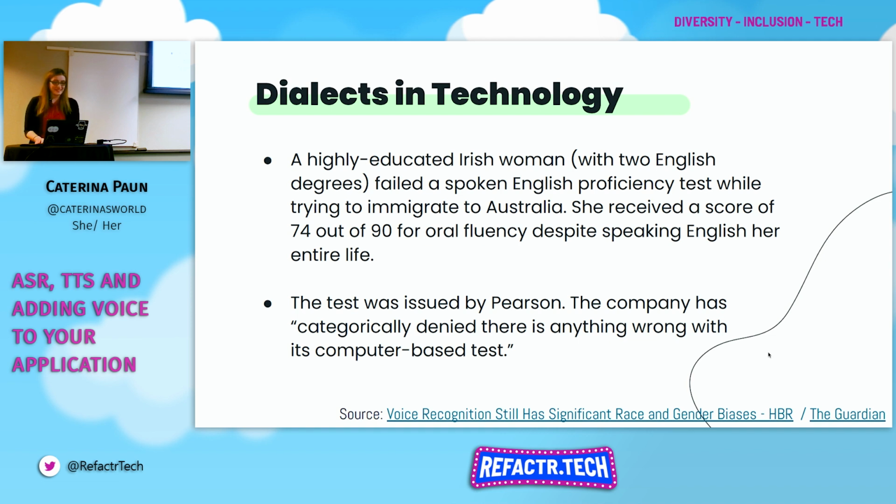The company has categorically denied that there's anything wrong with its computer-based test. Obviously, there is something wrong. The issue is it's not able to understand. It wasn't trained on accents. It can't recognize it, and it's taking someone whose English proficiency is good and saying that it isn't. And obviously, for this person, this would probably impact their immigration status, so likely a pretty big deal.